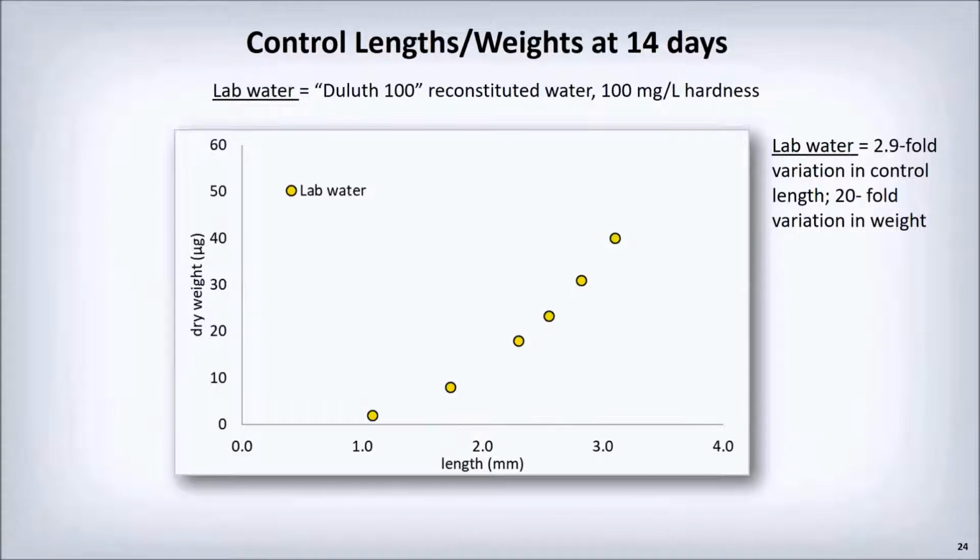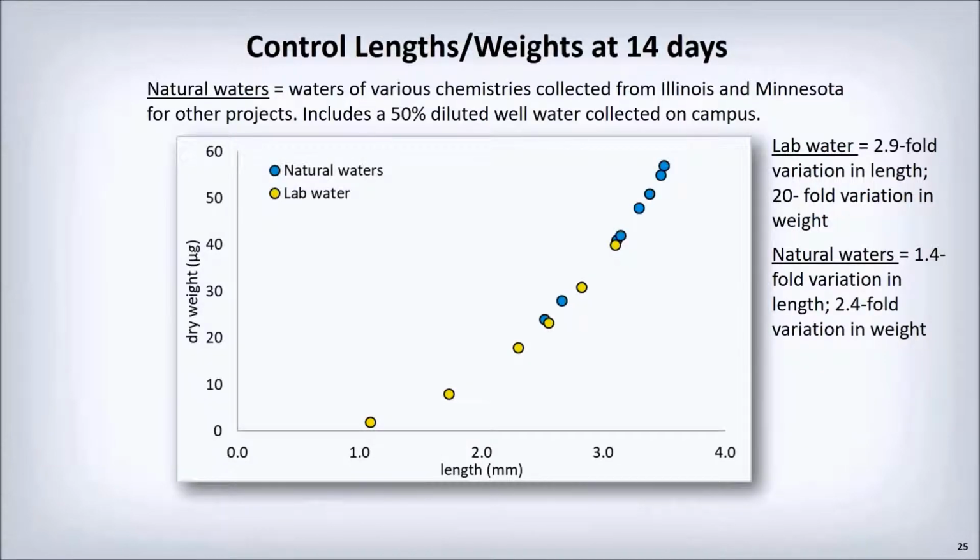And when you compare those to similar controls from tests that we conducted in natural waters, for example, collected from streams in Illinois and Minnesota for other projects, you see that on average, when these organisms are grown in a natural water, they grow much better. Their lengths and weights are consistently higher, and the variability is actually less as well. So it's possible that there's something about these natural waters that's contributing to the quality of the food the mayflies are eating that we may need to try to mimic in a reconstituted water.